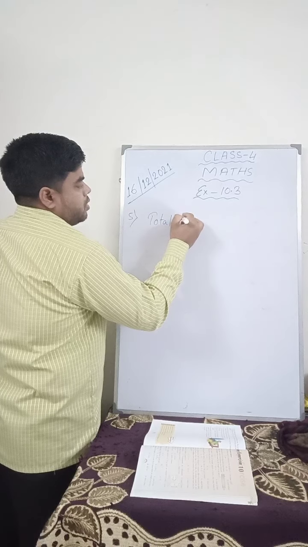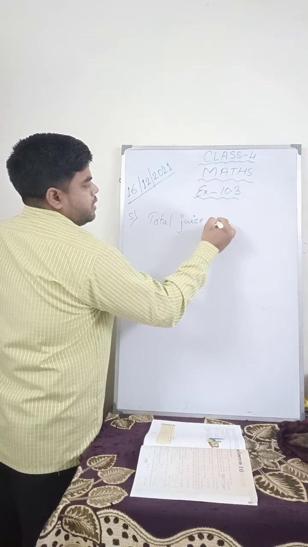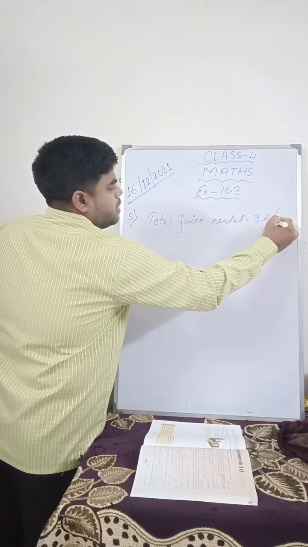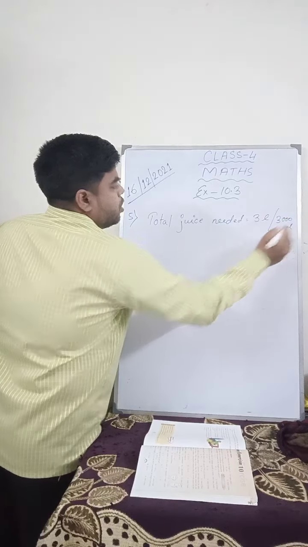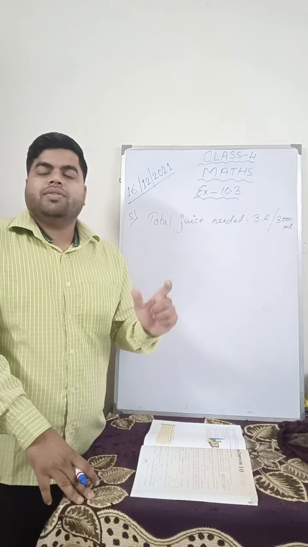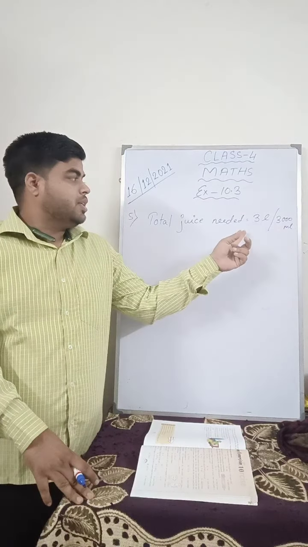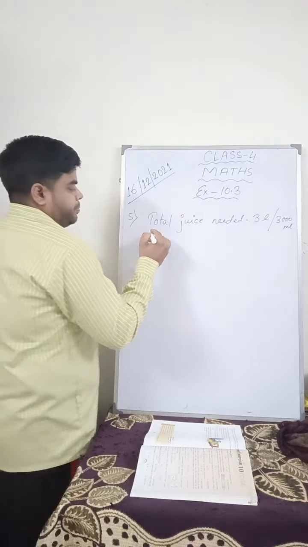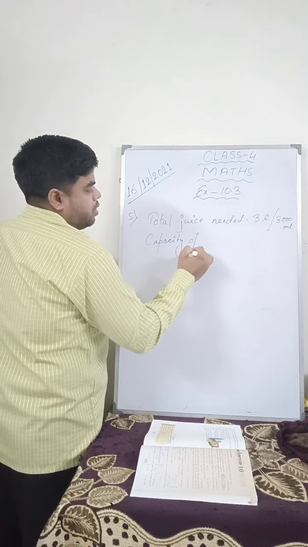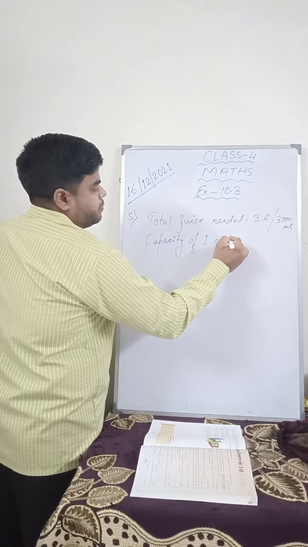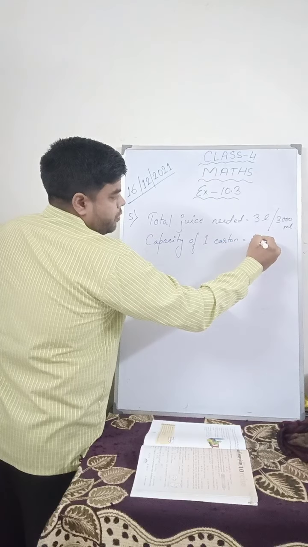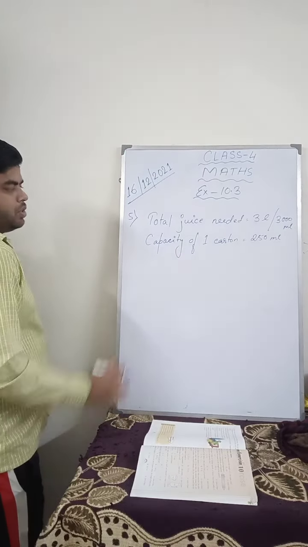Total juice needed is equal to 3 liter or 3000 milliliter. Why did I convert that into 3000 milliliter? Because the other value they have given is in milliliter. So you have to convert that 3 liter into milliliter. Now, capacity of one carton is equal to 250 milliliter.